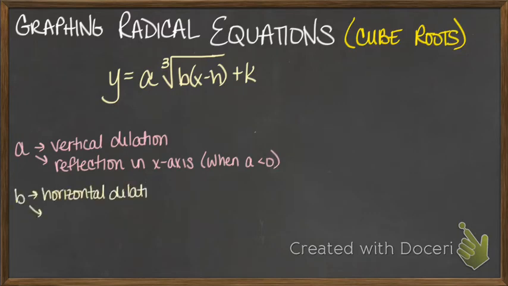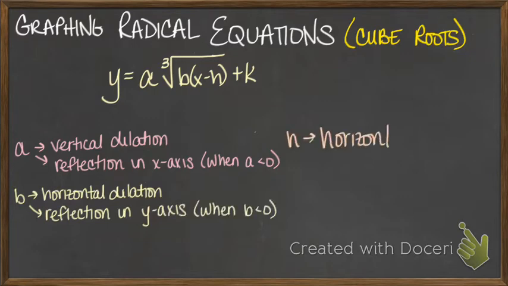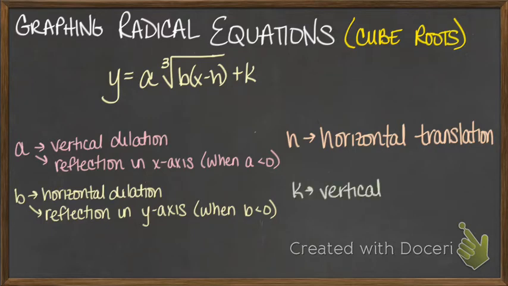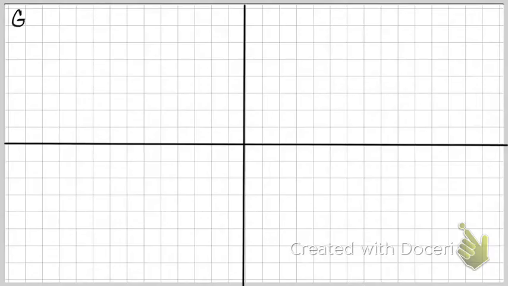A controls vertical dilation and reflection in the x-axis. B controls horizontal dilation and reflection in the y-axis. H is going to control horizontal translation, sliding left and right, and K is going to control vertical translation, sliding up and down.